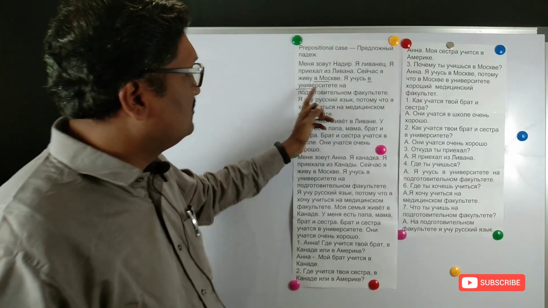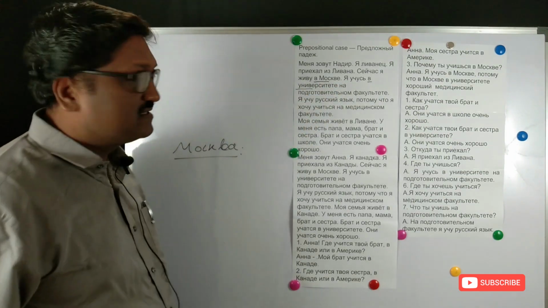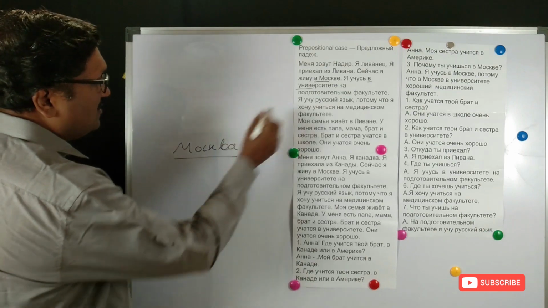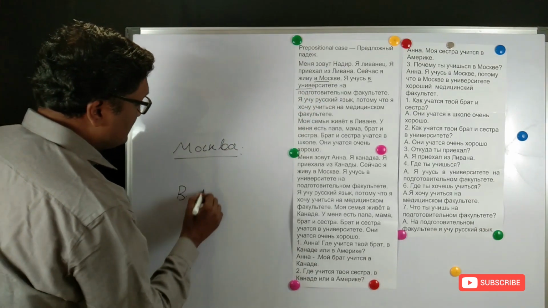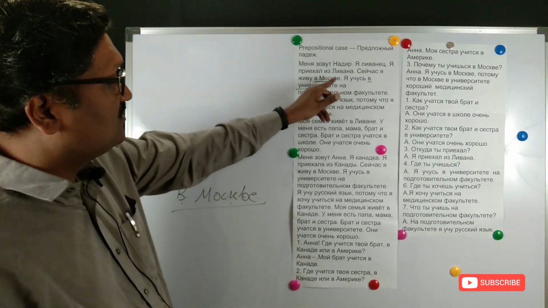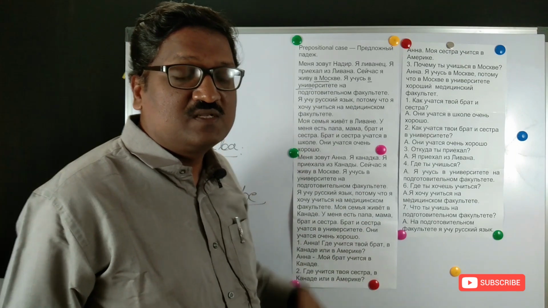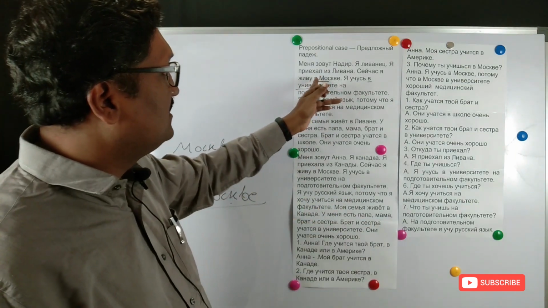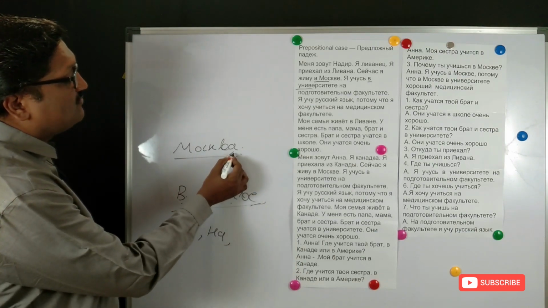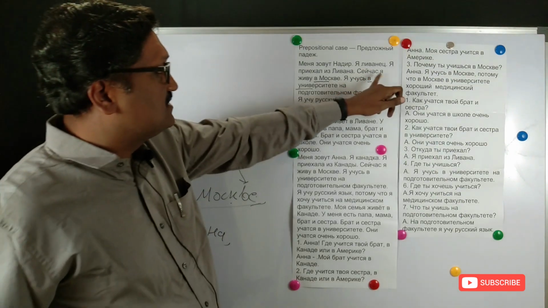Я учусь в университете. Here Москва is a noun, and since he is saying сейчас я живу в Москве, I am living in Moscow, that is why he says я живу в Москве. This is the prepositional case. Whenever a noun is used indicating a particular place of living, working, studying, anything, that is indicated by using the prepositions в and на, and changing the form of the noun. A is replaced by е: в Москве. Сейчас я живу в Москве.